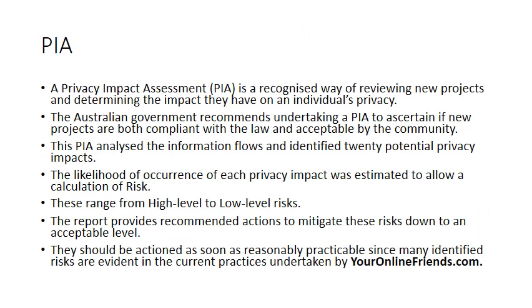So a PIA is a recognised way of reviewing new projects and determining the impacts they have on an individual's privacy. It's a recommendation by the Australian government for new projects, not only for legal compliance, but to make sure it's acceptable to the community. It analyses the information flows and identified 20 potential privacy impacts in this case. The likelihood of occurrence of each privacy impact was estimated to allow calculation of risk, and these range from high level to low level risks, requiring different actions and urgency accordingly. And a final report provides recommended actions to mitigate these risks to an acceptable level. It should be actioned as soon as reasonably practical, since many identified risks are evident in the current practice undertaken by the organisation.